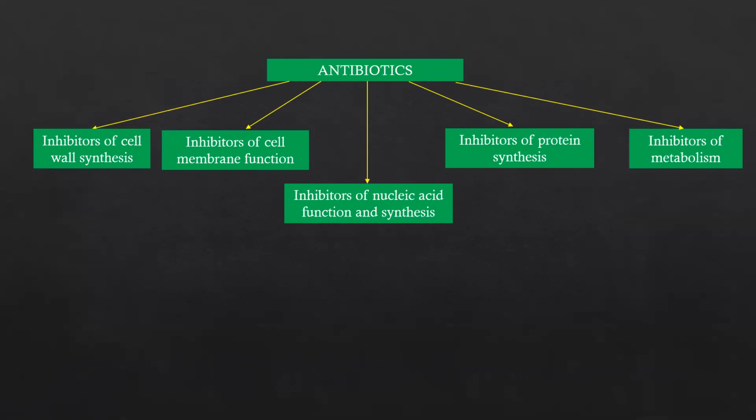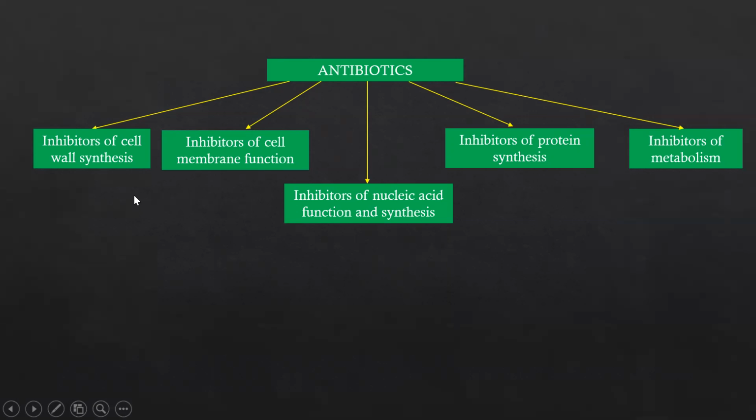Once again, this is the classification of antibiotics based on the mechanisms of action. We have the inhibitors of cell wall synthesis, inhibitors of cell membrane function, inhibitors of nucleic acid function and synthesis, inhibitors of protein synthesis, and inhibitors of metabolism. We will discuss the rest of the classification of antibiotics in the next video.